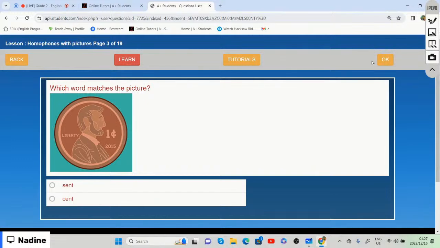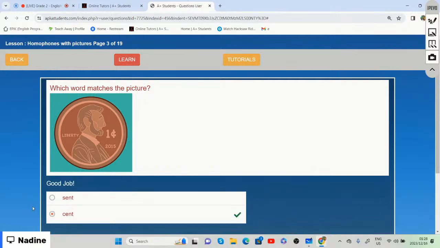And if we choose the correct word, we will say it is cent, which is the bottom, cent. Like 1 cent, 5 cent, 50 cents. So cent with a C.